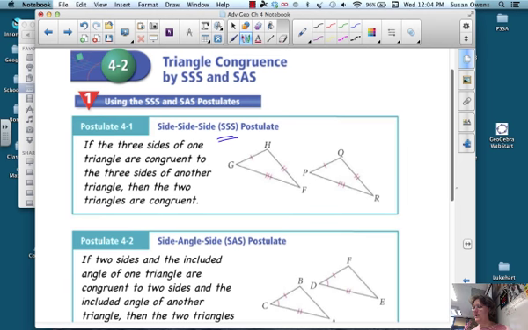Okay, and you can abbreviate it SSS. This one says if the three sides of one triangle are congruent to three sides of another triangle, then the two triangles are congruent. Okay, if we can show that the three sides are congruent, we don't have to show anything with angles. We know that the triangles are congruent.